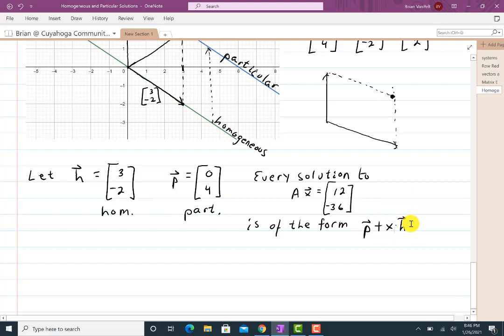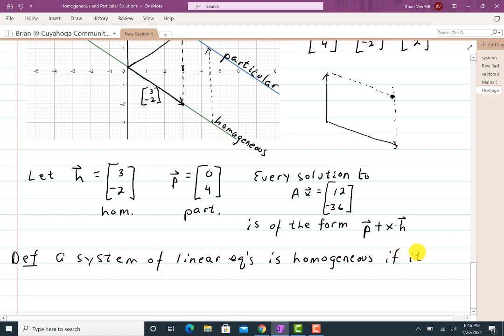So I want to do some more examples. This is just to give you a flavor for what's going on in here. Let me give a definition. I mentioned it, but I didn't write it just yet. A system of linear equations is homogeneous if it is of the form AX equals the zero vector.